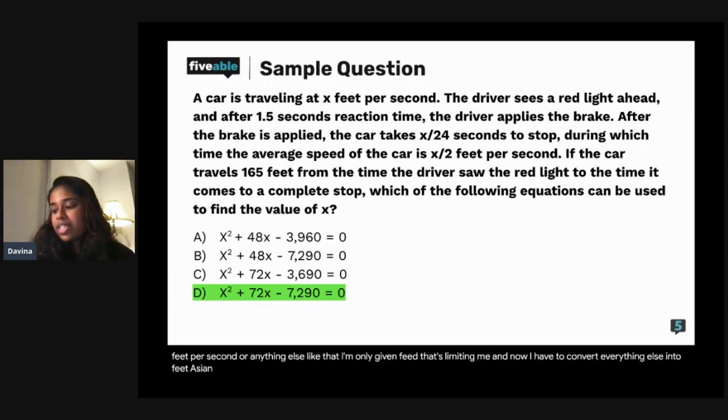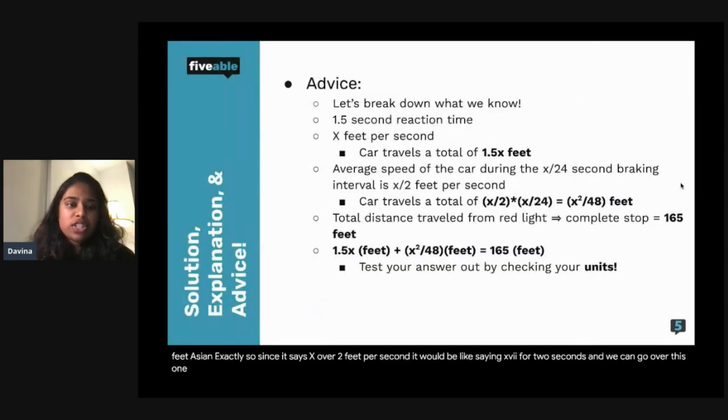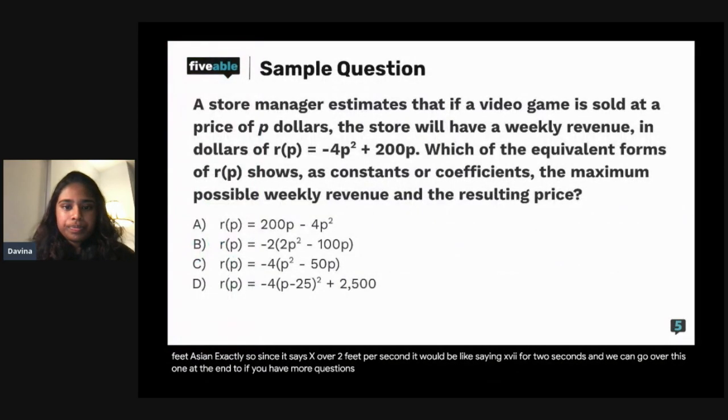Yeah, exactly. Since it says x over 2 feet per second, it would be like saying x feet for 2 seconds. And we can go over this one at the end too if you have more questions. All right, so another question.